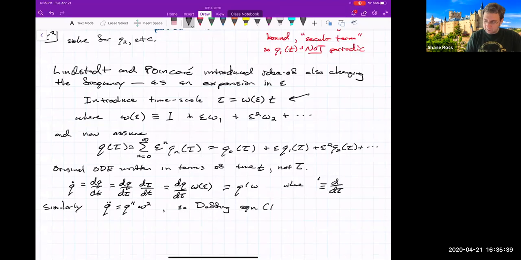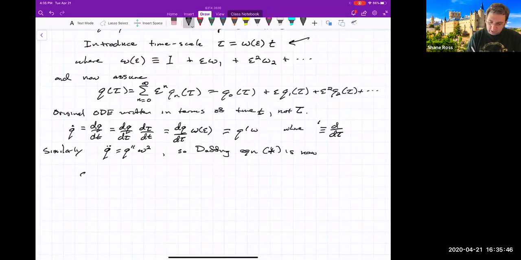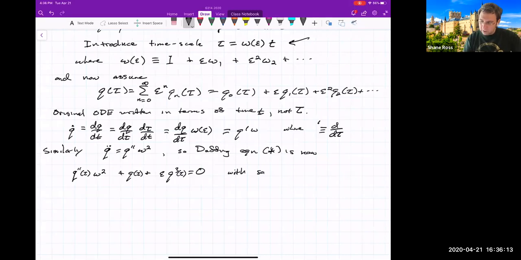So the Duffing equation, we could write it in terms of tau. It's going to look like q prime prime omega squared plus q plus epsilon q to the third equals 0. Maybe to emphasize that everything now is a function of tau, I'll explicitly put in that we are looking for solutions q of tau, with the same initial conditions: q of 0 equals A, q prime at 0 is 0.